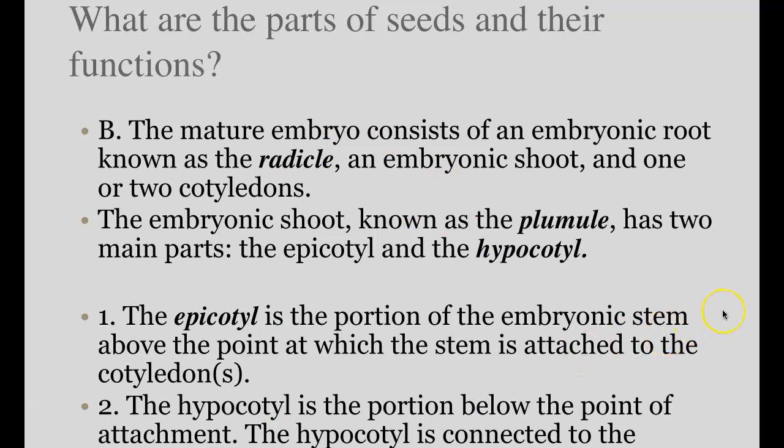Okay, still going through the parts: the mature embryo consists of an embryonic root known as the radicle, an embryonic shoot, and one or two cotyledons. The embryonic shoot, known as a plumule, has two main parts, the epicotyl and the hypocotyl. The epicotyl is the portion of the embryonic stem above the point at which the stem is attached to the cotyledons. The hypocotyl is the portion below the point of attachment and is connected to the radicle.